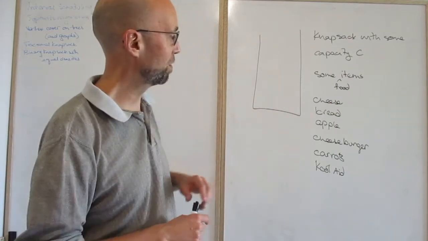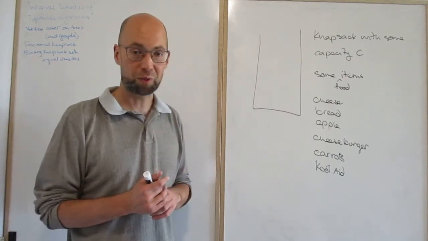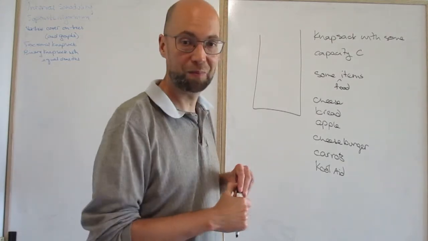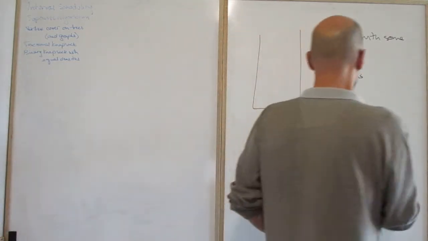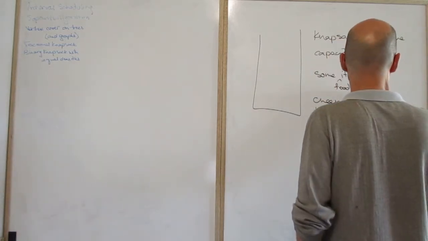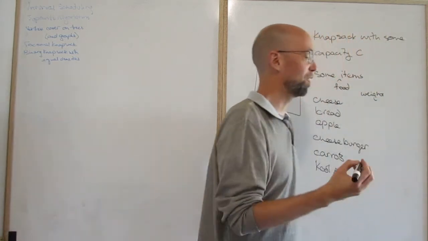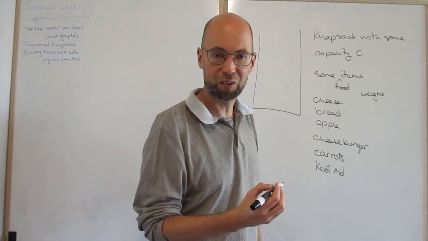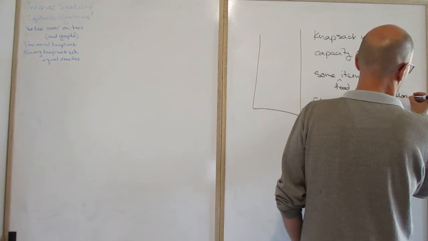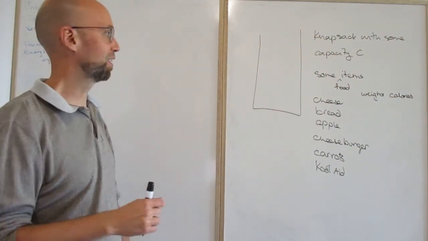Okay, so you have some items. For this problem, each one has some weight, and then you have some benefit. So let's say you have calories, or how much we like it, the flavor, whatever.